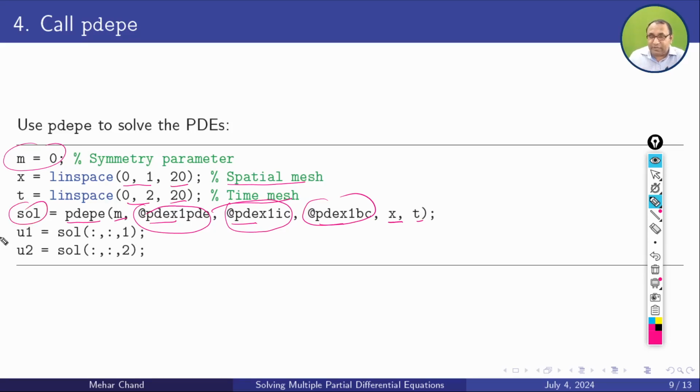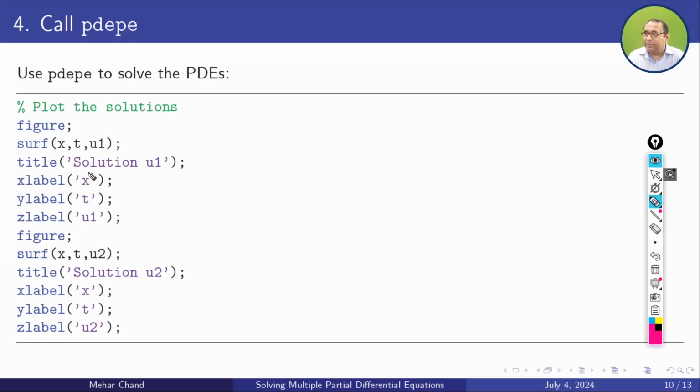But we need to extract the values for u1 as well as for u2. So u1 will be equal to sol, see this syntax, colon, colon, 1. This will store the solution of the first partial differential equation, and u2 is equal to sol, colon, colon, 2. This will store the solution of u2. These are the required solutions. Now we need to visualize these solutions, and for that we have to set the values.